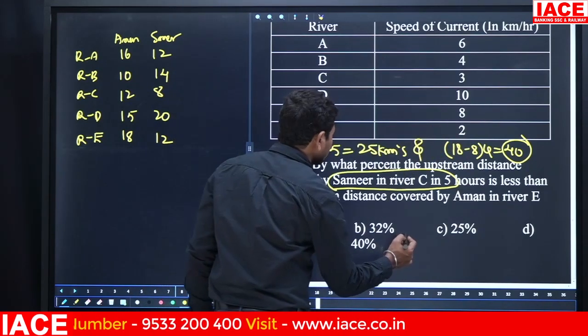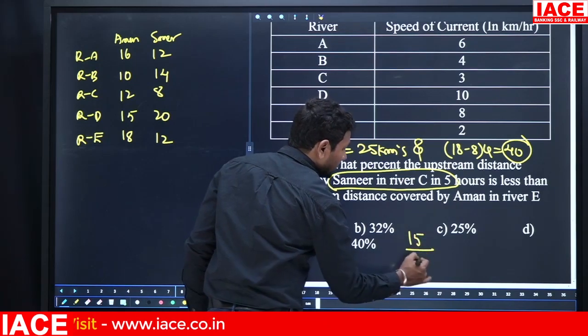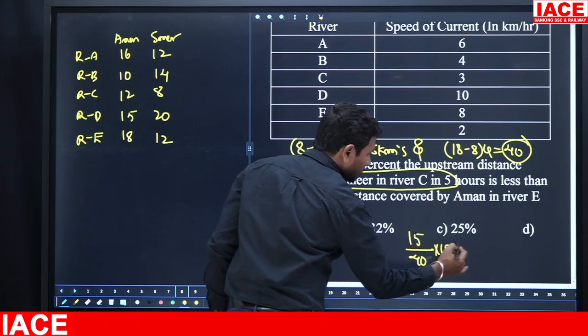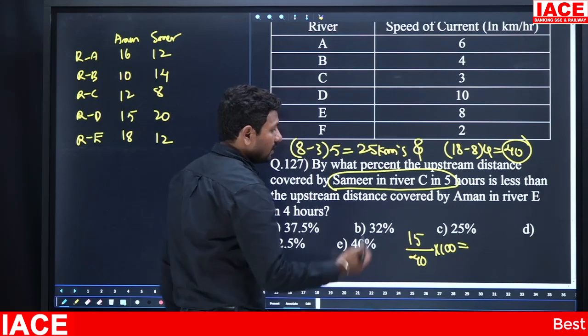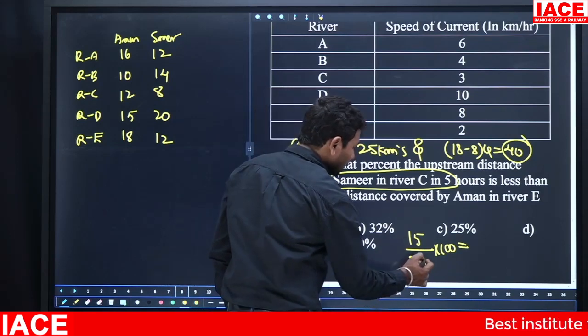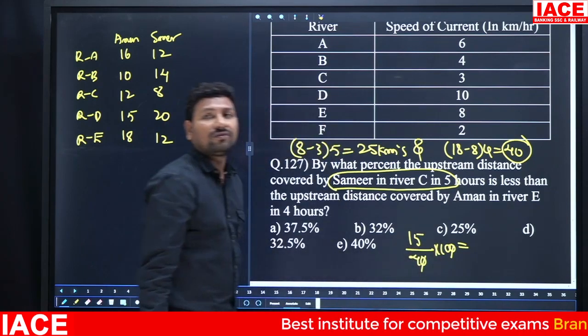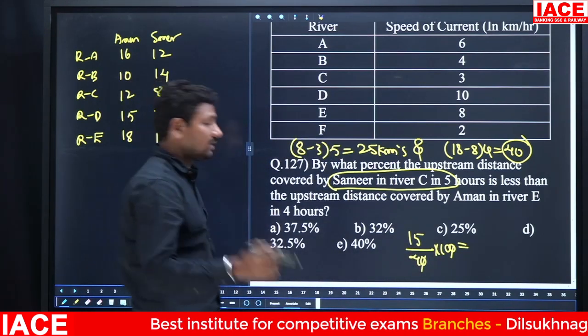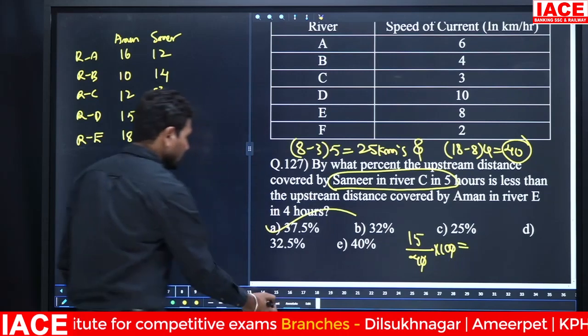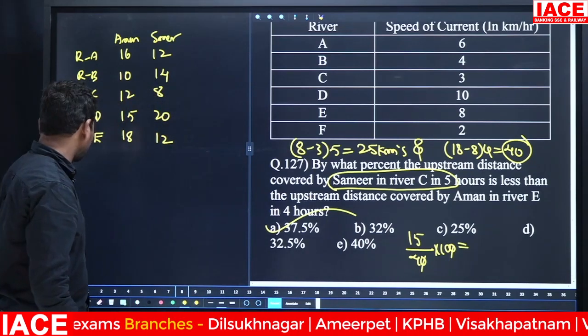How many kilometers less? Here 15 kilometers less compared to 40. We need the percentage, so multiply by 100. Cancel the values here, the zeros will be cancelled. 150 by 4, which is 75 by 2, equal to 37.5. Option A is correct.